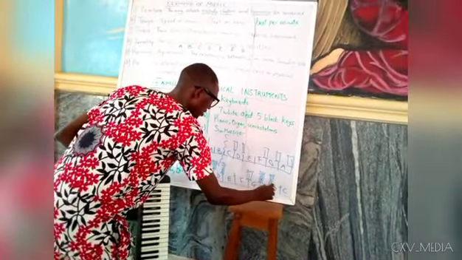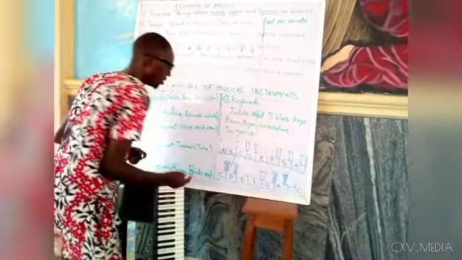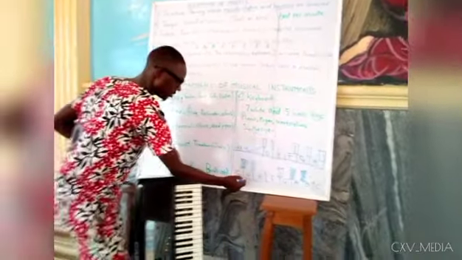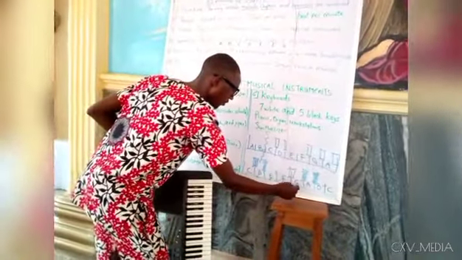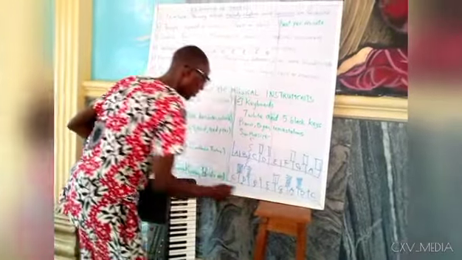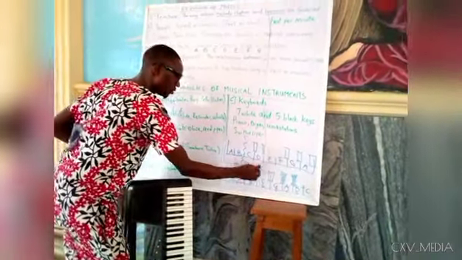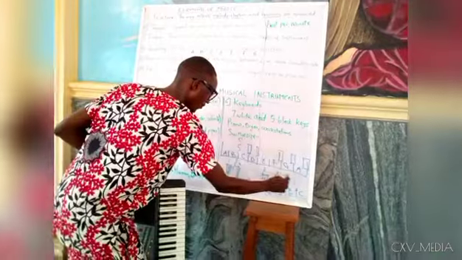This is just a beginner approach to the keyboard. We have the 7 white, 1, 2, 3, 4, 5, 6, 7, and the 5 black keys, 1, 2, 3, 4.